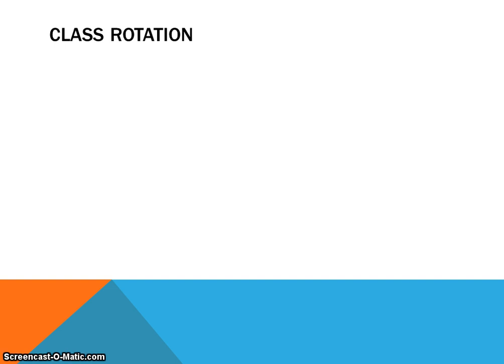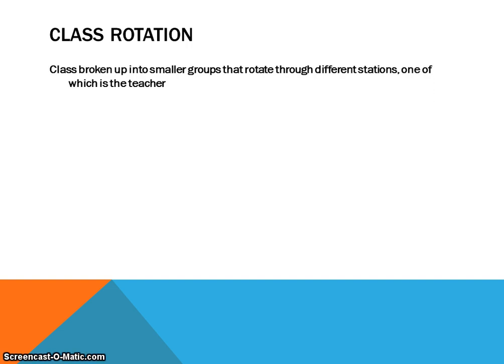The second model is class rotation. In class rotation, the class is broken up into smaller groups that rotate through different stations, one of which is usually the teacher. This allows students to complete various activities, some of which are usually on a computer, some are with groups, and get the individualized instruction that they need to really understand the material.